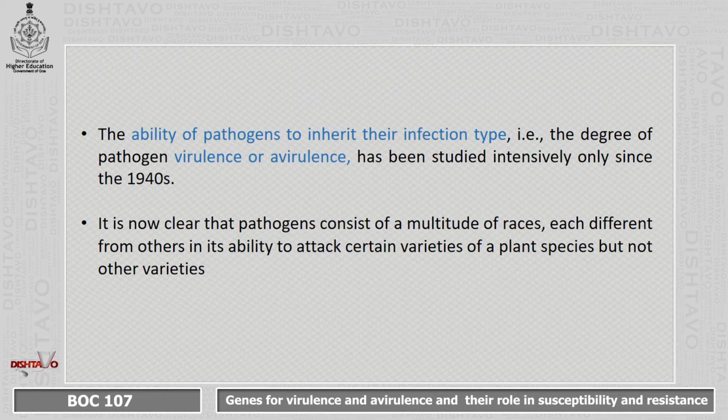The ability of pathogens to inherit their infection type, that is the degree of pathogen virulence or avirulence, has been studied intensively only since the 1940s. It is now clear that the pathogens consist of a multitude of races, each different from the others in its ability to attack certain varieties of plant species but not the other varieties.